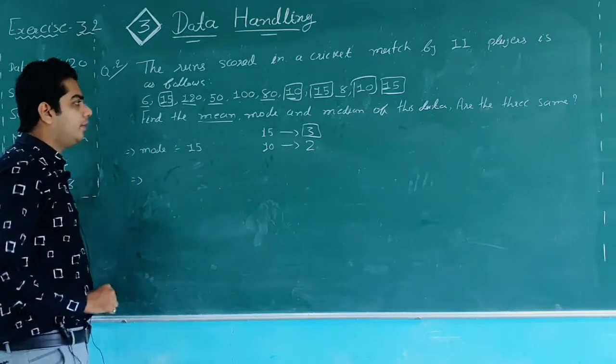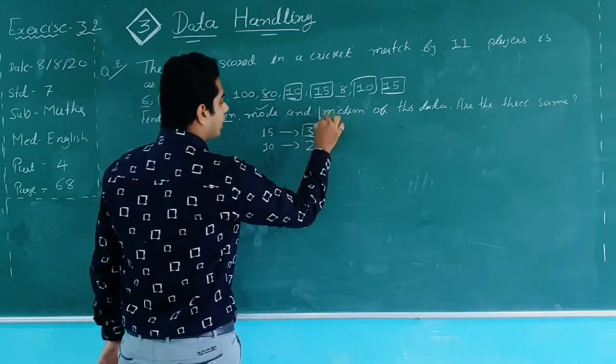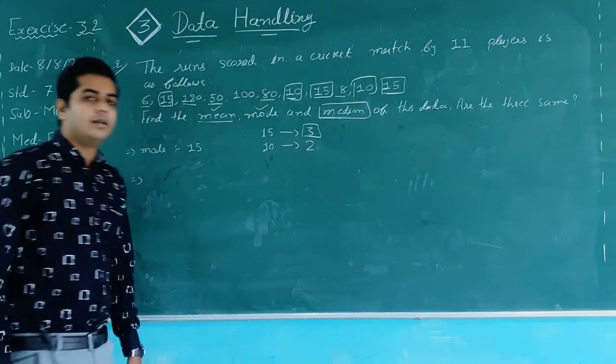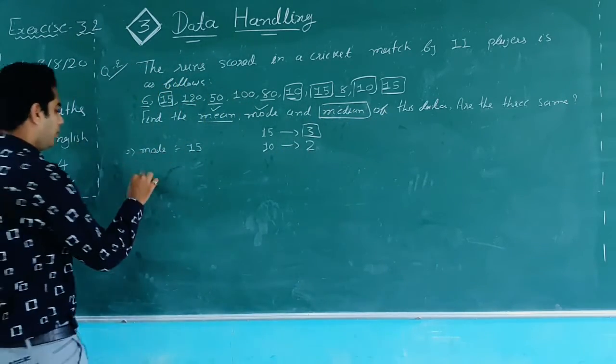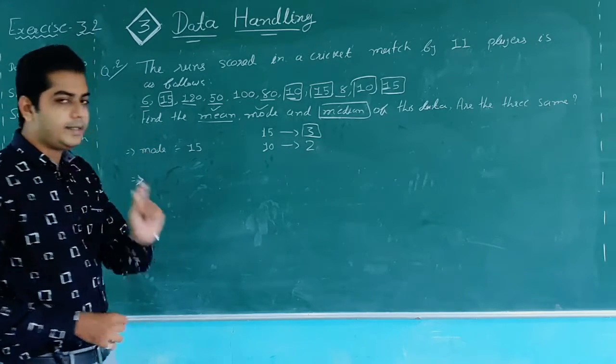Now the second question, mean done, mode also done. Now the last part, median. Now what is the median? Median is the middle number of the data which lies in the middle.